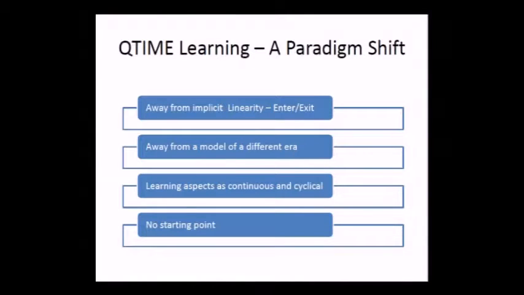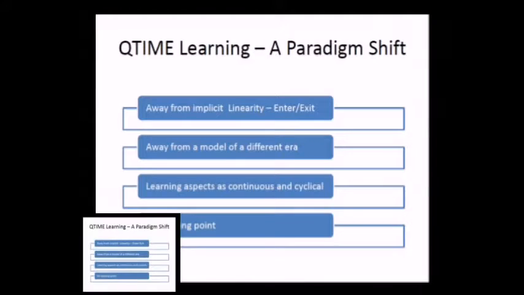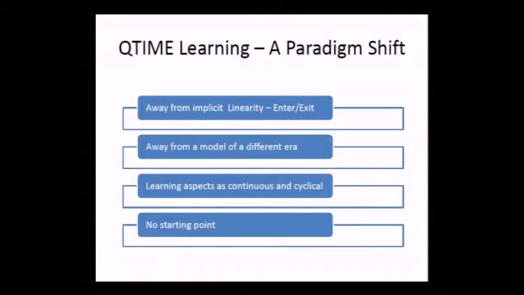So a couple of those are away from implicit learning, which is linear in nature. So that is the current existing fashion of learning. You enter a kindergarten, exit with some degree in your hand. And this model is from a different era. It is not applicable for 21st century. There are other means or other ways to learn.